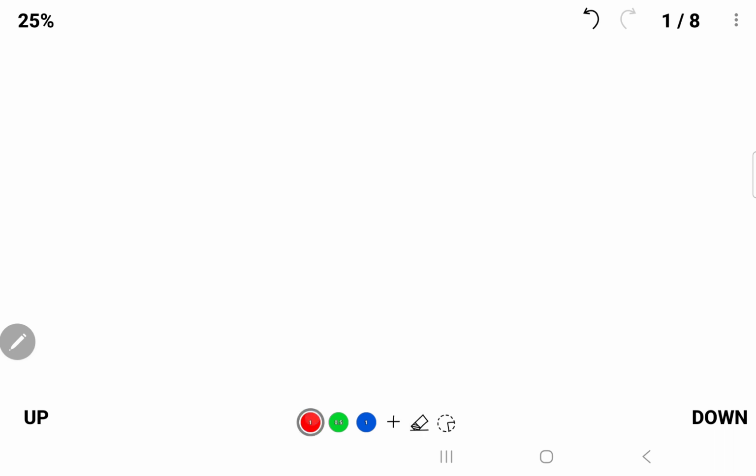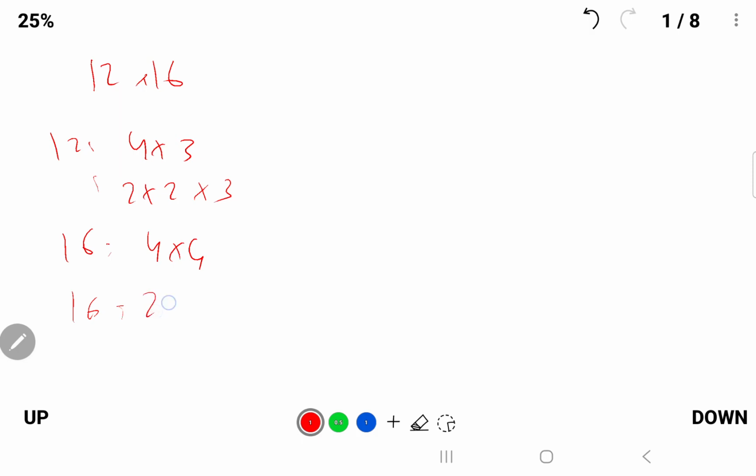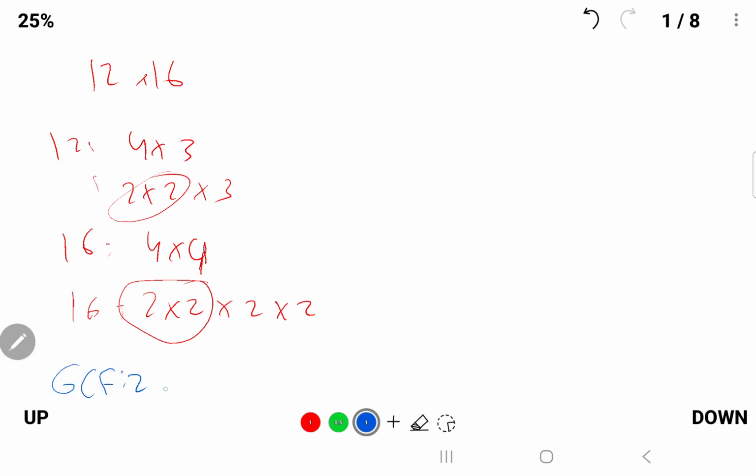Now another example. Let's say you have 12 and 16. 12 is 4 times 3, and 4 is 2 times 2, and here you have 3. 16 is 4 times 4, and 4 is 2 times 2, and this other 4 is also 2 times 2. So we have two 2s in common. So the GCF is 2 times 2, so the GCF is 4.